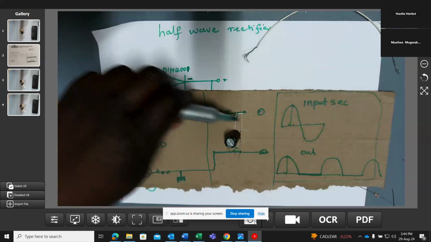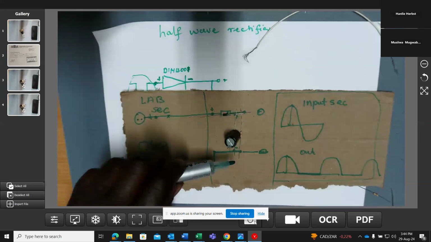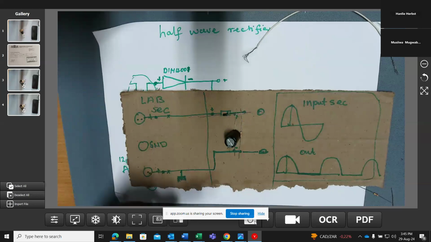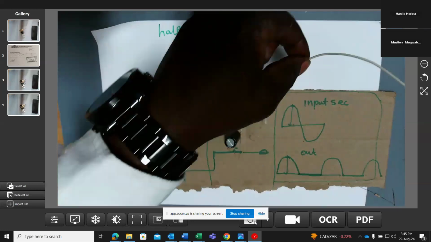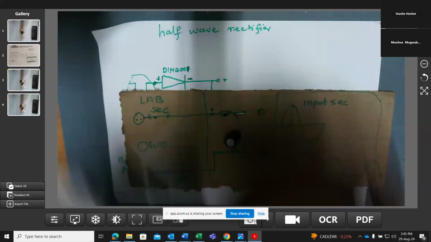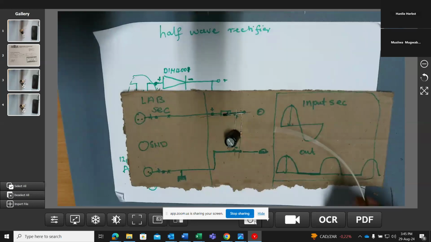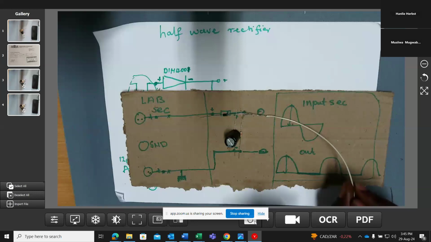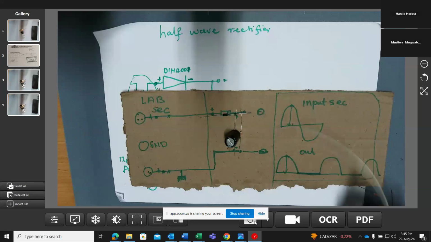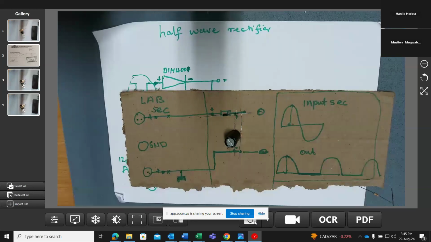Here you can also connect the wires, so that when you want to do the measurement, you just go and connect to your oscilloscope. If I connect wires there, the end of this is going to the oscilloscope. If I connect a wire there, the end of this also goes to your oscilloscope. Now you have designed yourself a half wave rectifier.